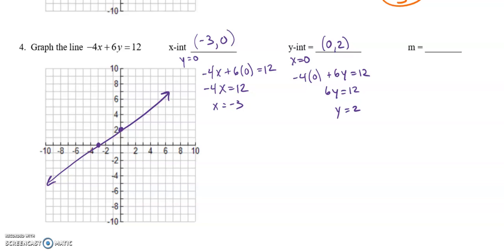What can you tell me about the slope? Good. The slope will be positive because as I read this line, it's increasing. So I know my slope's going to be positive. So if I get a negative, I'm like, whoa, something doesn't match.